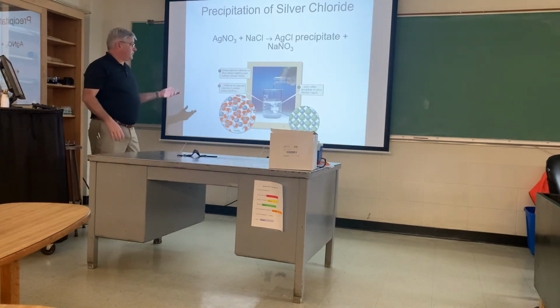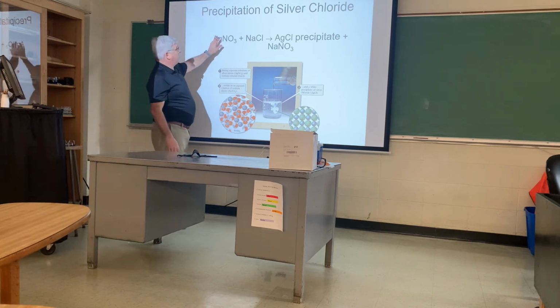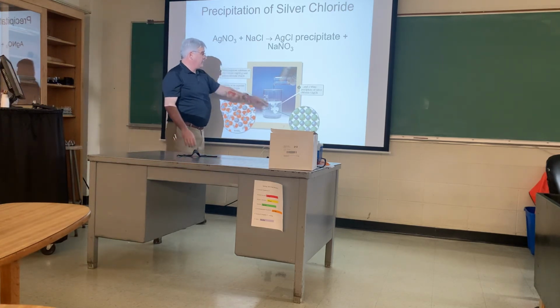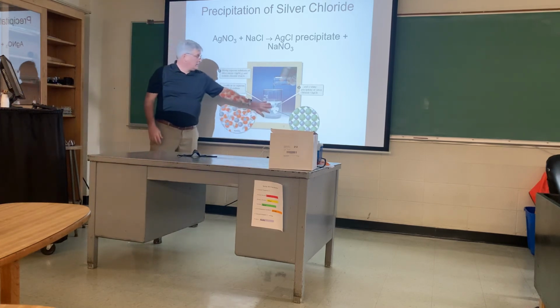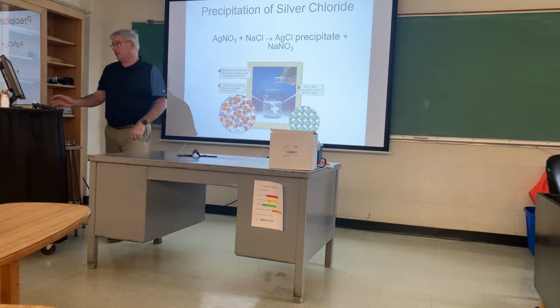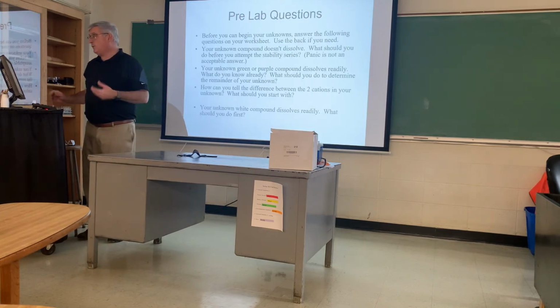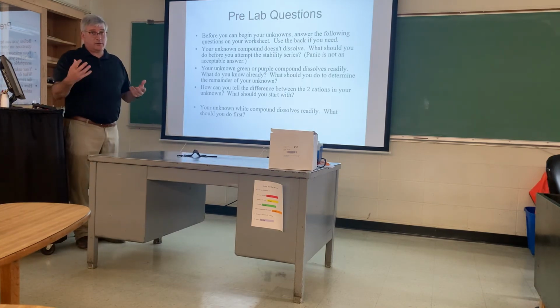This is another precipitation. This is showing silver and chloride precipitating, and so we have silver chloride solid forming in the container. So just what to watch for. All right, those are the things to watch for.